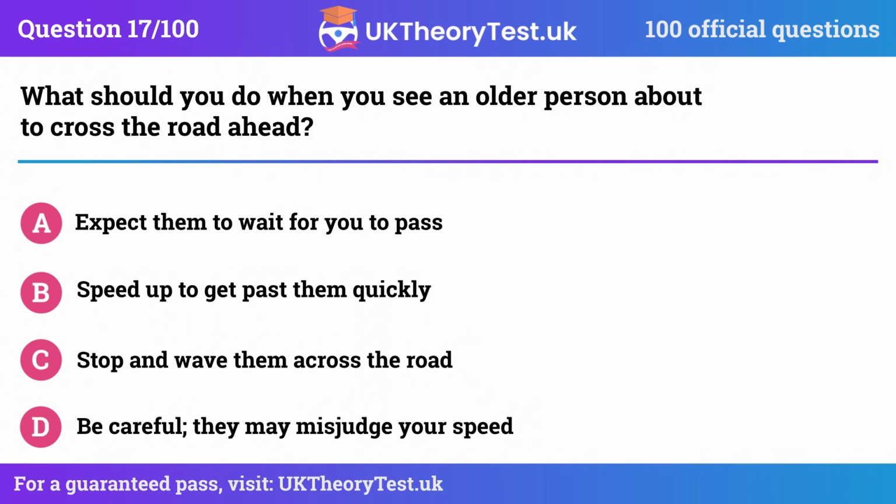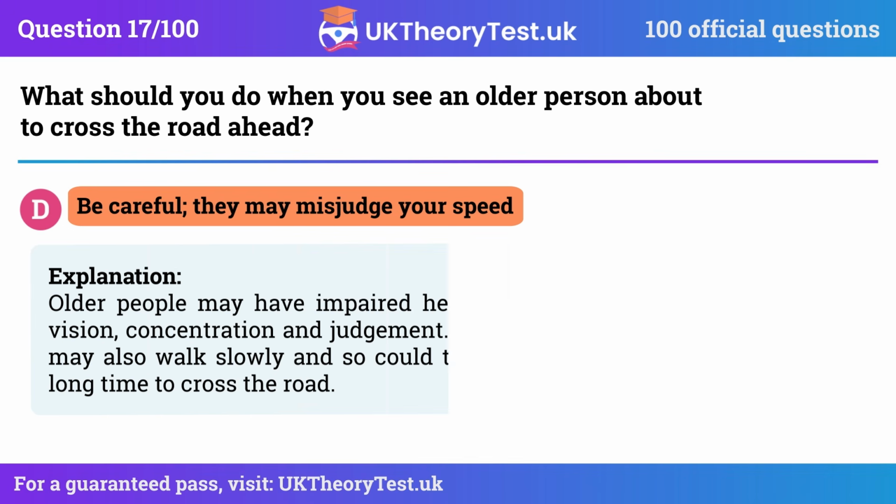The correct answer is D. Be careful, they may misjudge your speed. Explanation. Older people may have impaired hearing, vision, concentration and judgment. They may also walk slowly, and so could take a long time to cross the road.